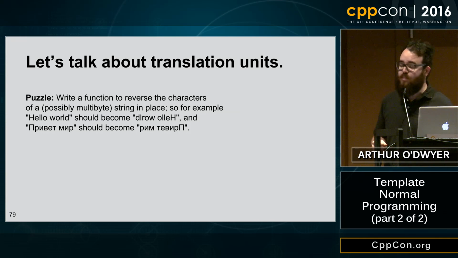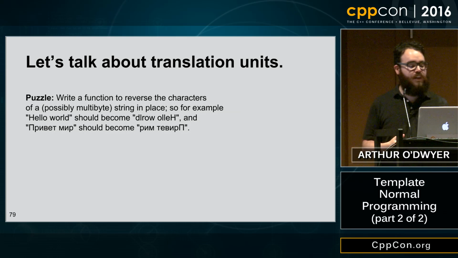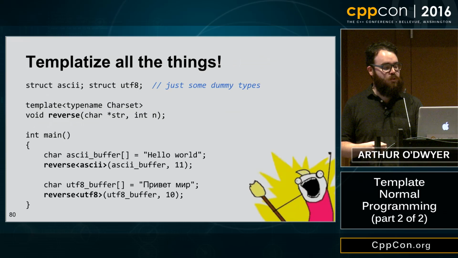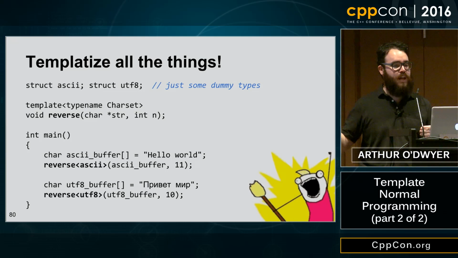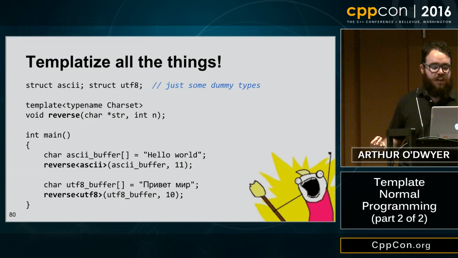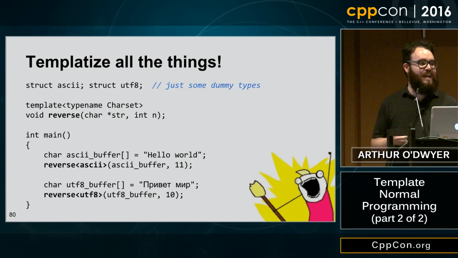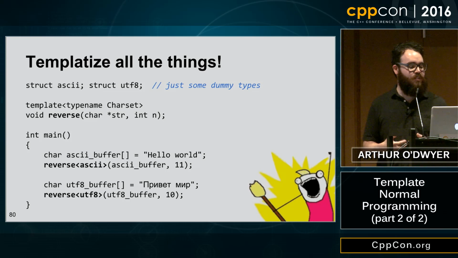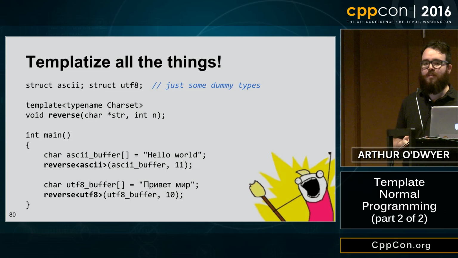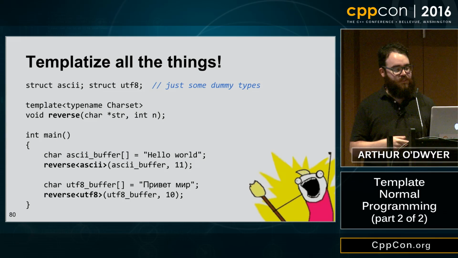So here's a puzzle, which we're not actually going to puzzle over, but suppose we had to write a function to reverse the characters of a possibly multi-byte string in place. We also want versions that work for ASCII, UTF-8, different character sets, Latin 1. But we don't want to do it using the old, terrible mblen and all those different functions with locales, how C did it. We would like it to be compile time and be able to parameterize it on the character set itself, and we're going to do that as a template parameter.